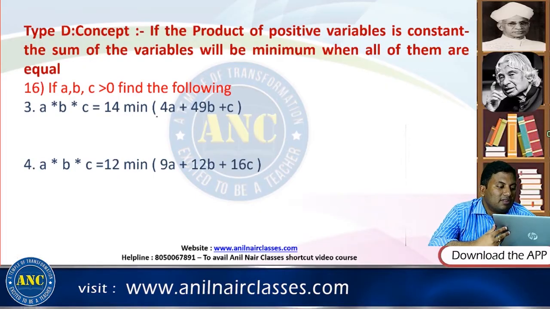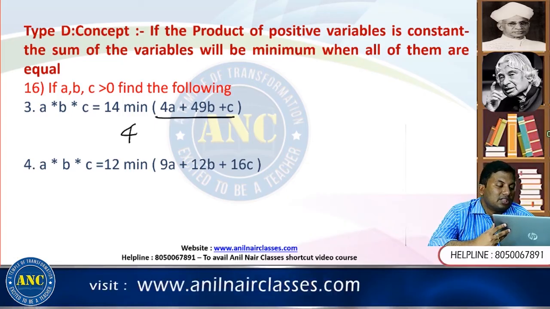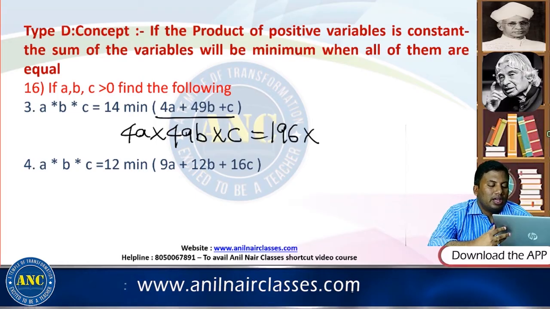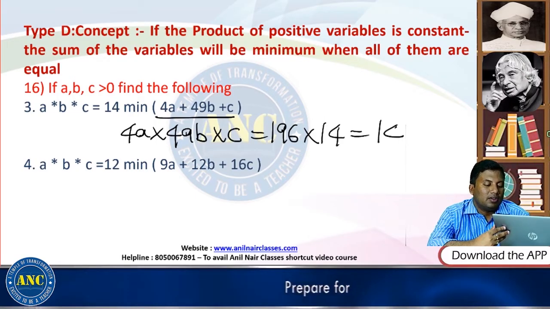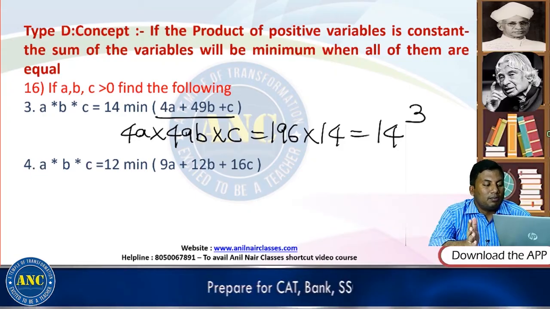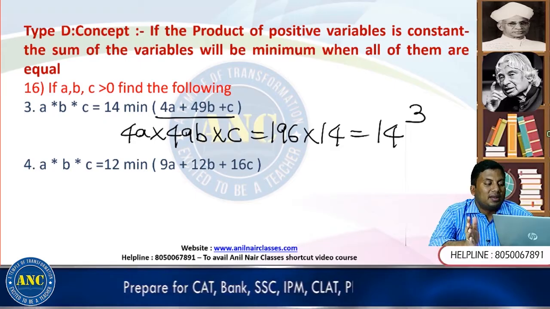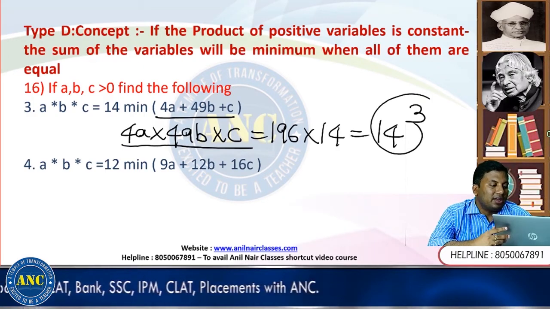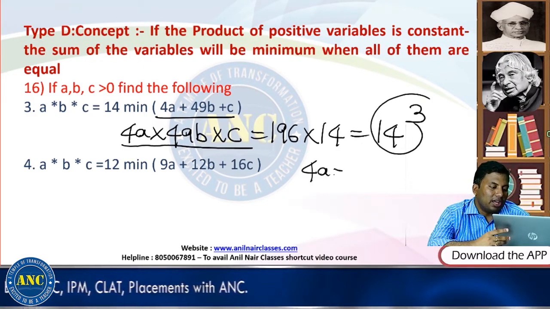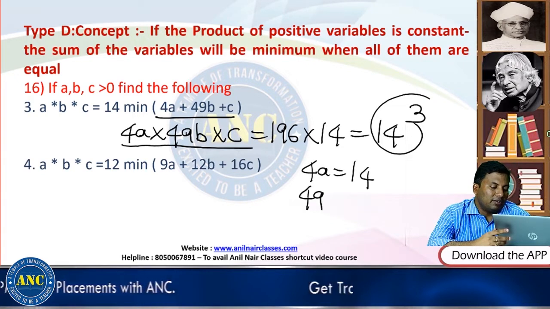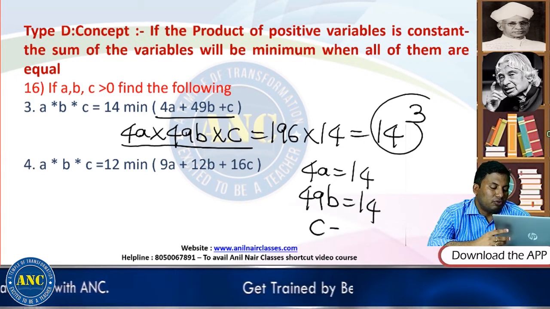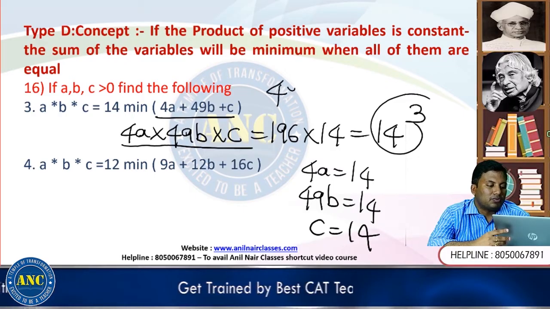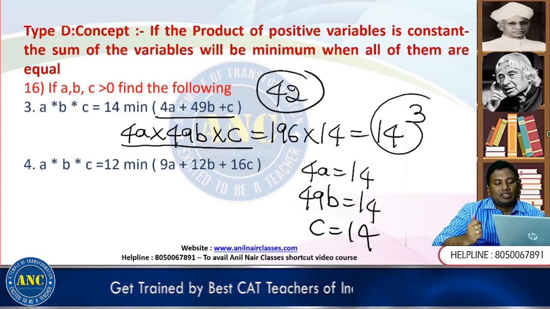Again, sum will be minimum when the product of these three is constant. 4a into 49b into c, which is 196 into a into b into c, is 14 cube. Sum of these three is minimum only when the product is constant and the variables are equal. That means 4a will be 14, 49b will be 14, c will be 14. 14 plus 14 plus 14, answer for this question is 42.